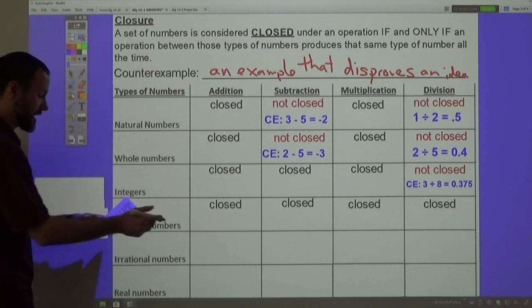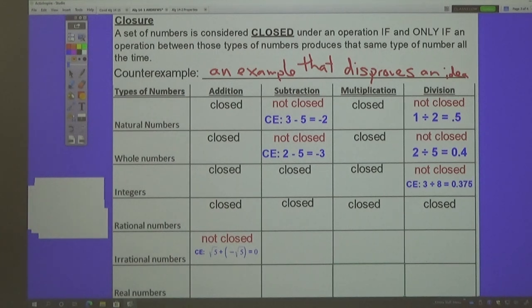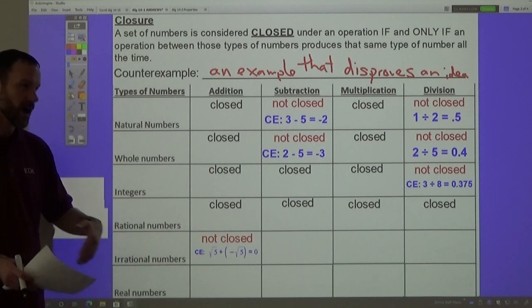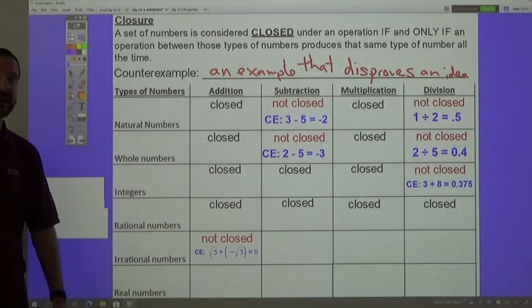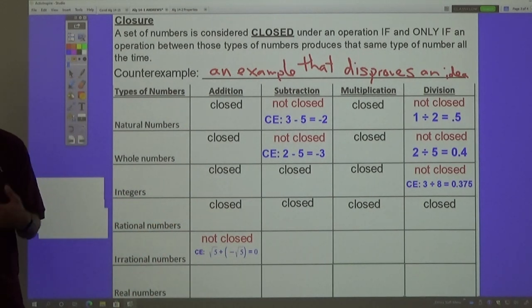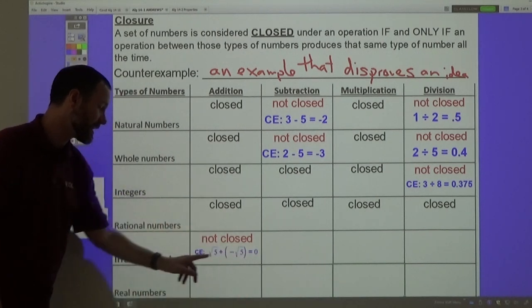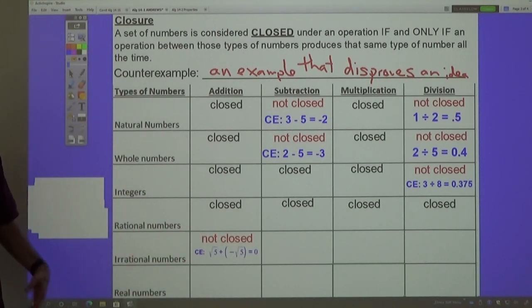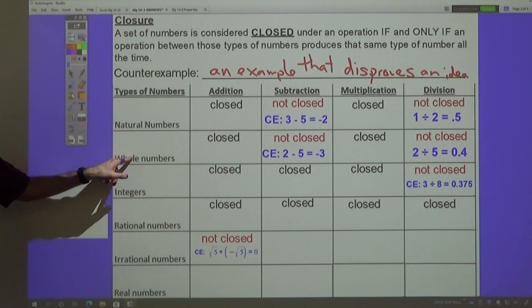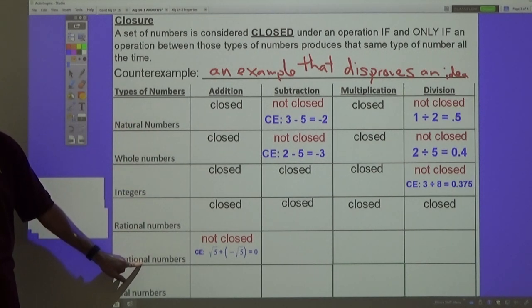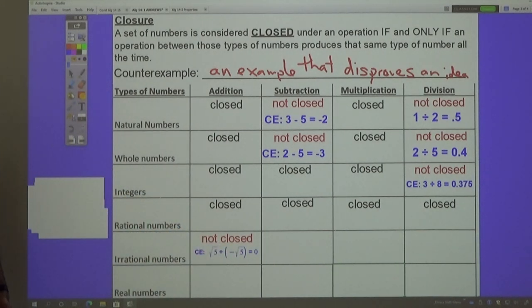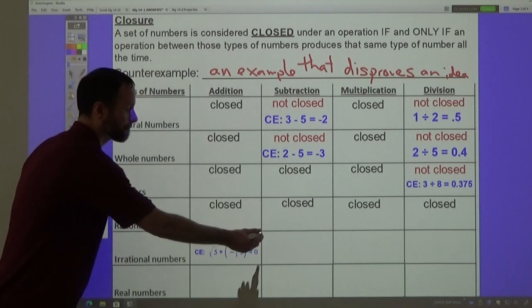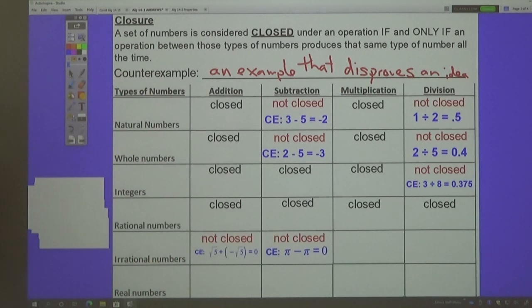Irrational numbers. Irrational numbers with adding is not closed. For example, a big, long, ugly decimal that is an irrational number is square root of 5. And the negative square root of 5. Well, square root of 5 plus the negative square root of 5 equals 0. 0 is not an irrational number. 0 is rational, 0 is an integer, 0 is a whole number, 0 is a natural number, but 0 is not an irrational number. So when you have opposites like that, it's not going to be closed, because 0 is not an irrational number. The same thing happens with subtraction.